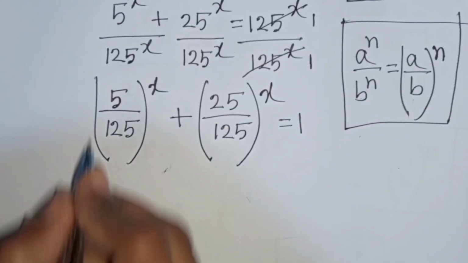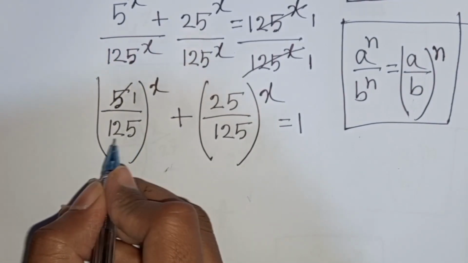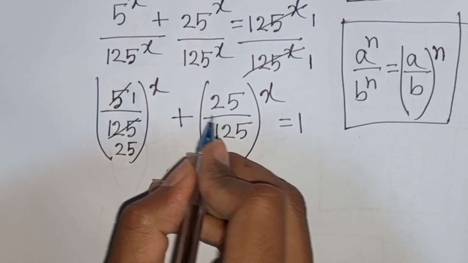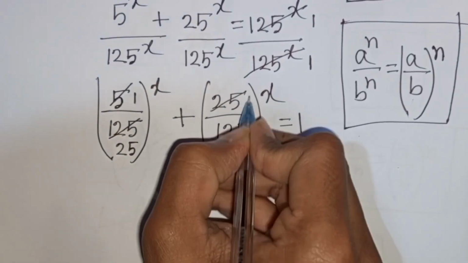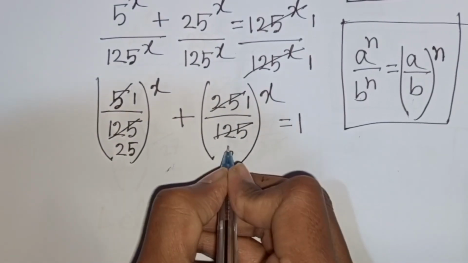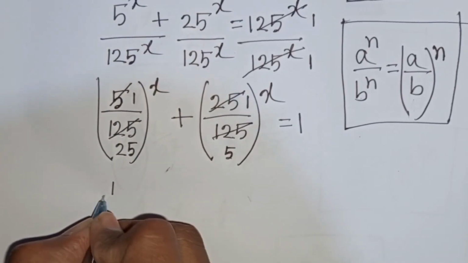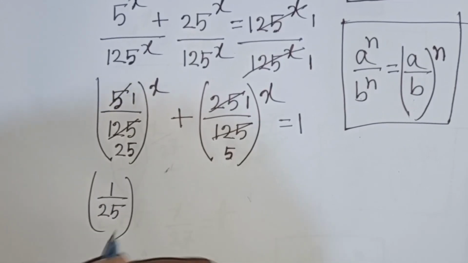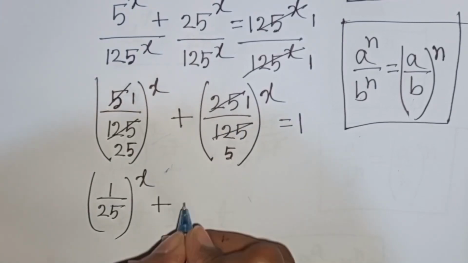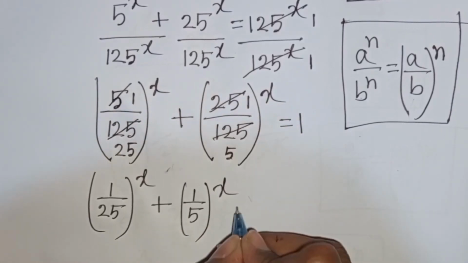Now 5 divided by 5 is 1, and 125 divided by 5 is 25. Then 25 divided by 25 is 1, and 125 divided by 25 is 5. So we have (1 over 25) to the power of x plus (1 over 5) to the power of x is equal to 1.